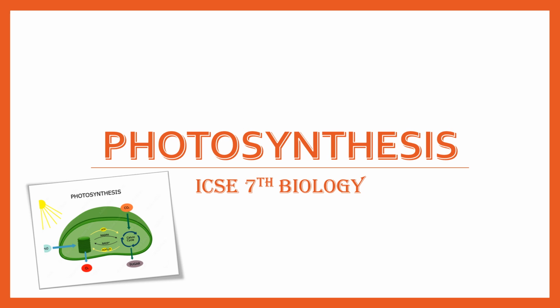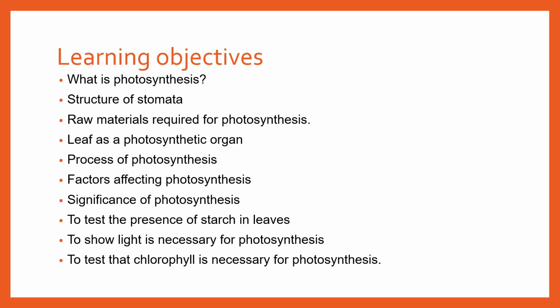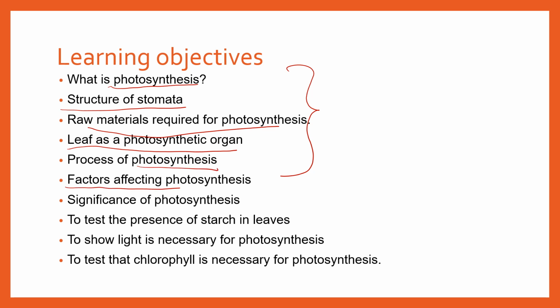So let's get started. What we will be studying today is what is photosynthesis, structure of stomata, raw materials required during photosynthesis, and leaf as a photosynthetic organ. We will be discussing these four in today's class, and in the next class we will be discussing the process of photosynthesis, factors affecting photosynthesis, significance of photosynthesis, and three experiments.